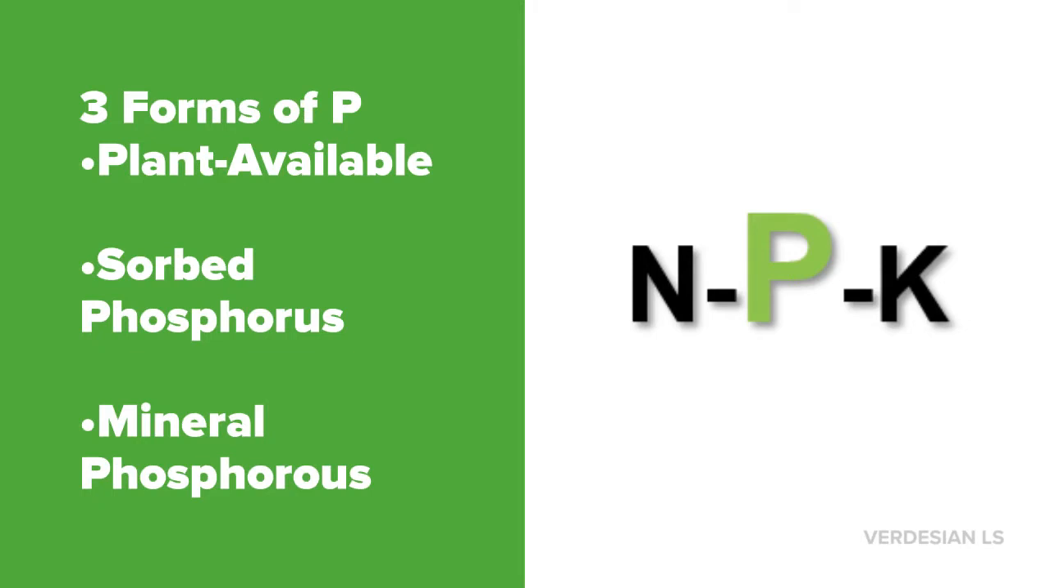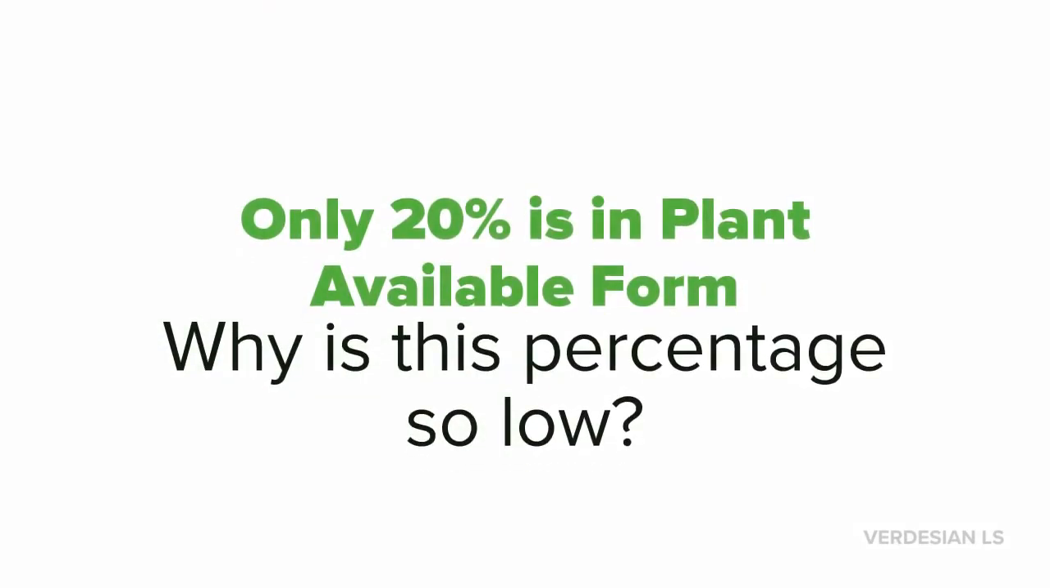Last but not least is mineral phosphorus. So mineral phosphorus in this form is comprised of primary and secondary phosphate rock minerals that are in the soil. In order to release this phosphorus, it has to be broken down over a long period of time through weathering events, through really hot, really cold, rain and ice, and through the involvement of acidifying bacteria and microbes. So out of all three of these, actually only about 20% is found in the plant available form.